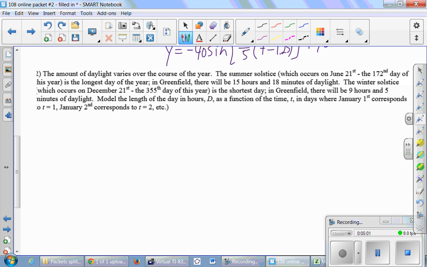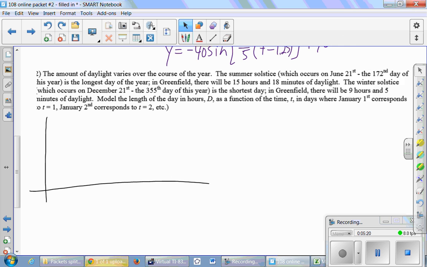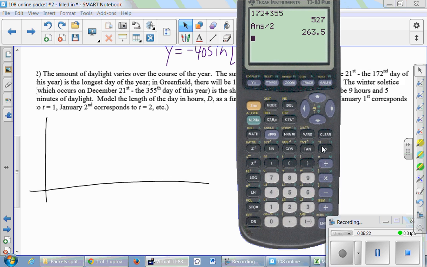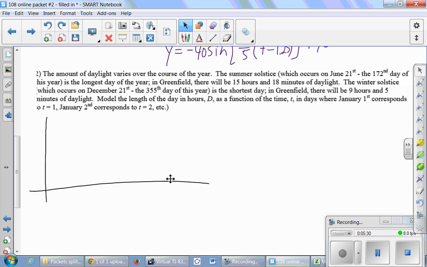Model the length of the day in hours, d, as a function of the time t in days, where January 1st corresponds to t equals 1, January 2nd corresponds to t equals 2, etc. So we'll begin again with a picture. So we know that at the top, we've got 15 hours and 18 minutes of daylight. So let's convert that 18 minutes into hours. So let's see here, we've got 18 divided by 60. So that's 15.3 hours. That's at the top.